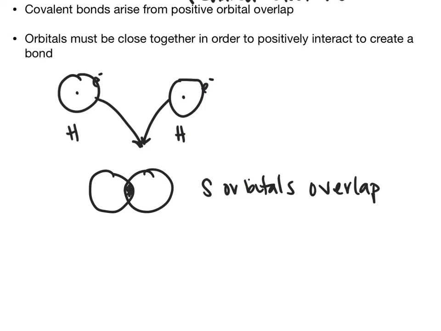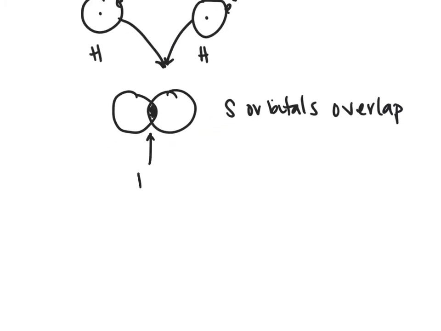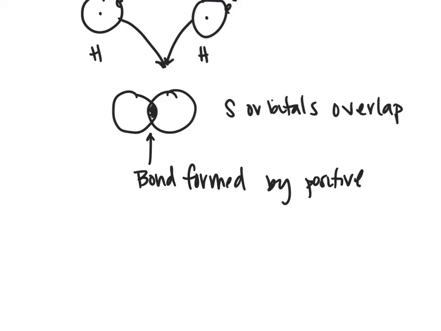And this situation in the center, this is where the bond is formed. This is our bond formed by positive orbital overlap. There are other types of orbital overlap, which is a negative interaction where you do not get a bond. In this case, the two orbitals overlap, and this bond is formed by the positive orbital overlap. So we would draw this as hydrogen connected to hydrogen, but we have these two orbitals that came together.